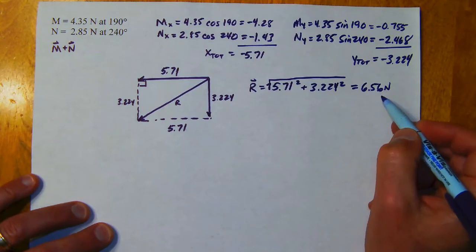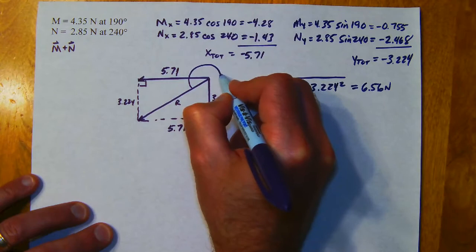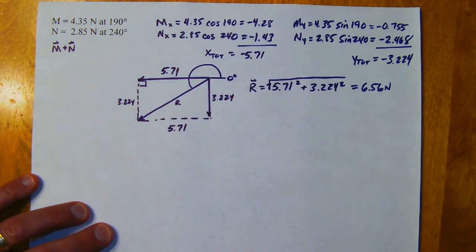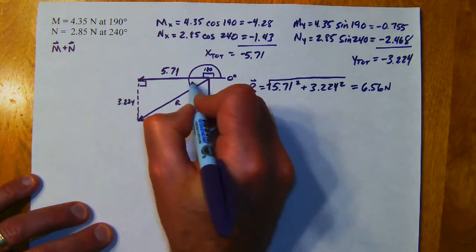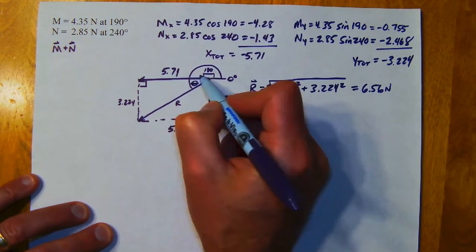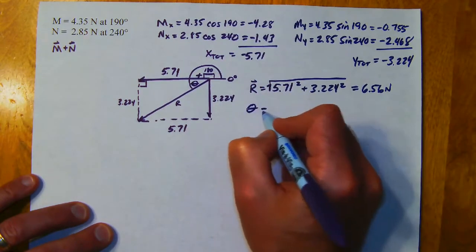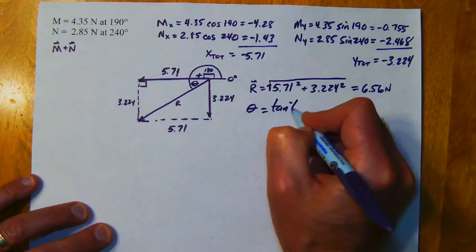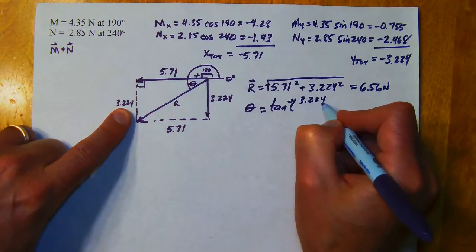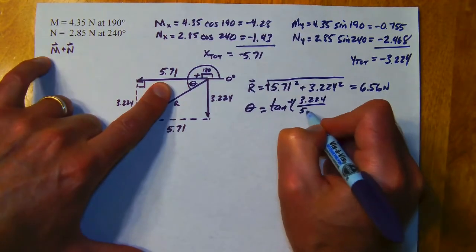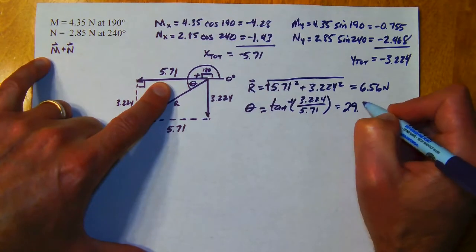Not done yet though, because I need an angle. So remember that all of our vector angles start at the vector and go all the way back to the origin or back to the zero. Well, I already know that this angle here is 180. So if I can find this angle, theta, and add to 180, then I'll have that total angle. So to find that theta, I'm going to do the inverse tangent of the opposite, 3.224, over the adjacent, 5.71, and that comes out to be 29.5 degrees.